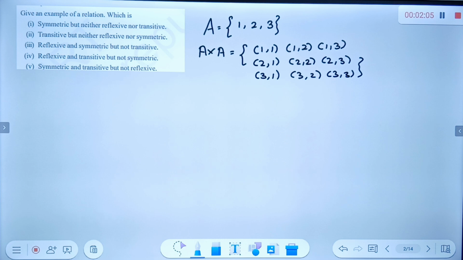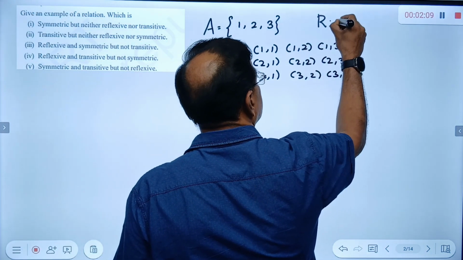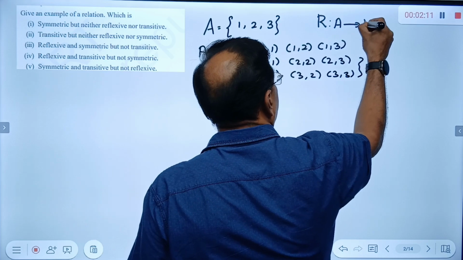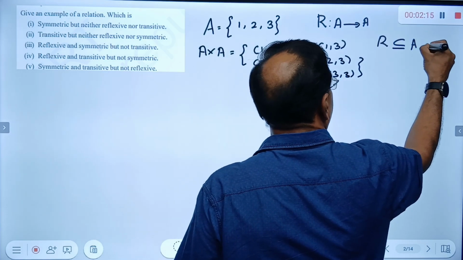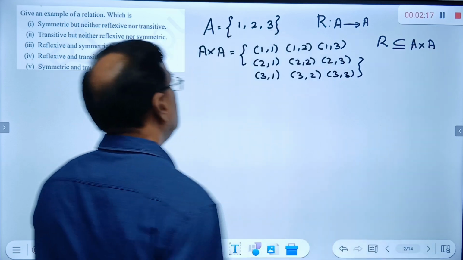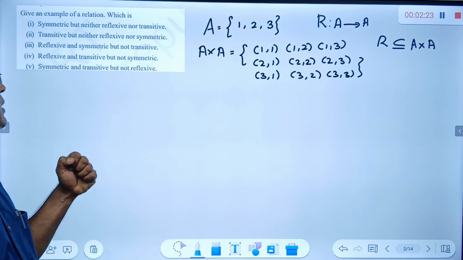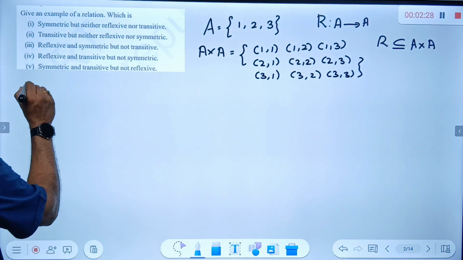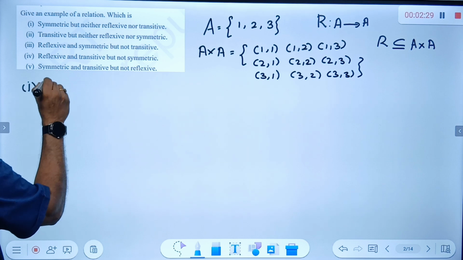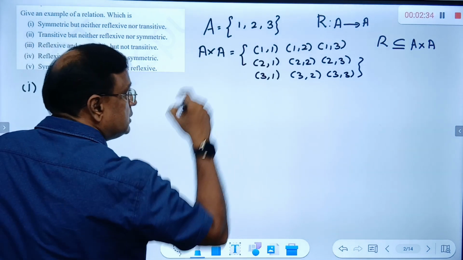And I am going to define a relation R on A. That means R is a relation from A to A, so R is going to be a subset of A cross A. Okay. So here I want to talk about a relation which is symmetric but neither reflexive nor transitive. So the first subdivision: I will take a relation R from this subset.